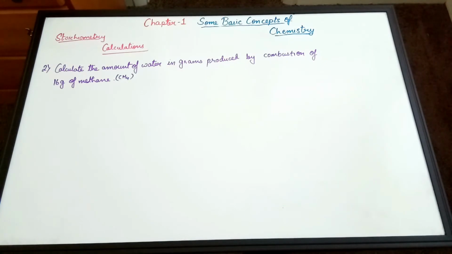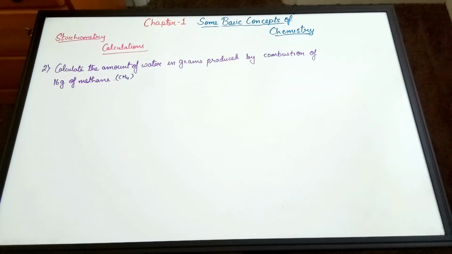Okay. In this question, they're asking us about the amount of water in grams, which means here you have to calculate the mass. So it's a mass to mass or mole to mass relationship type problem. Here, I think the major difficulty for us would be to figure out what the balanced chemical equation is going to be.